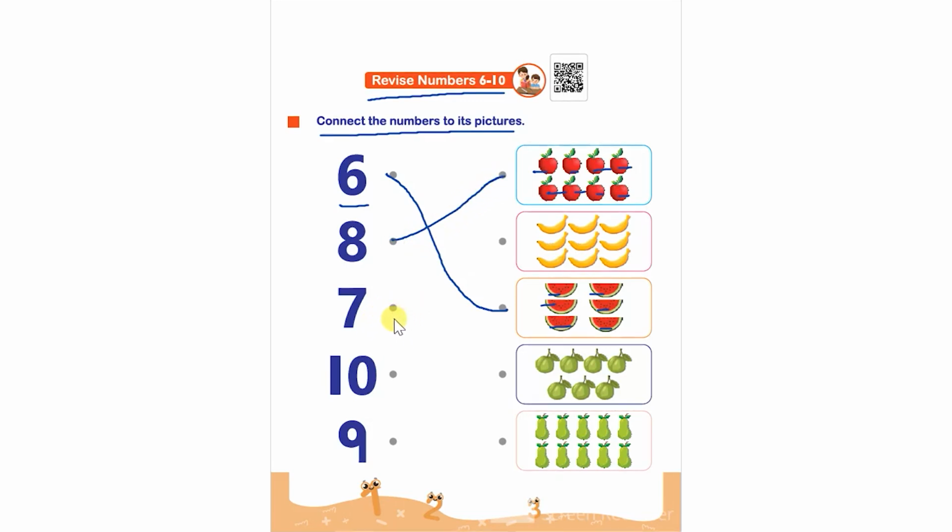After that 7 is given. So here there are 1, 2, 3, 4, 5, 6, 7. Here there are 7 objects. So the child has to connect it over here. After that 10. So here there are 1, 2, 3, 4, 5, 6, 7, 8, 9, 10. Here there are 10 objects. So the child has to connect it with the same. After that for 9, here there are 9 objects. 1, 2, 3, 4, 5, 6, 7, 8, 9. So the child has to connect it over here and complete the worksheet.